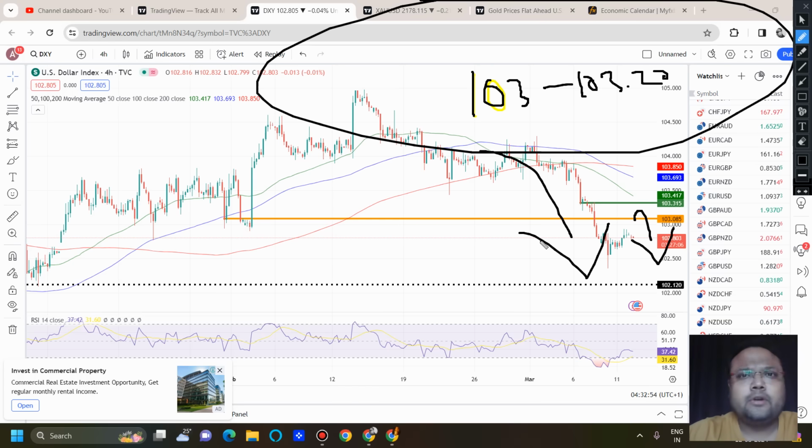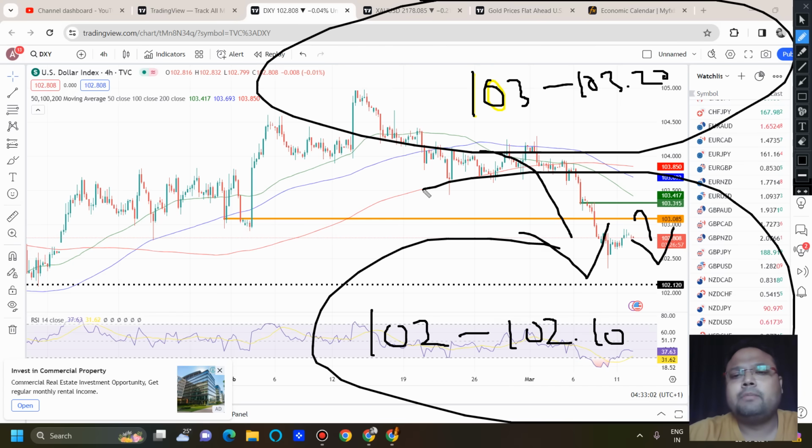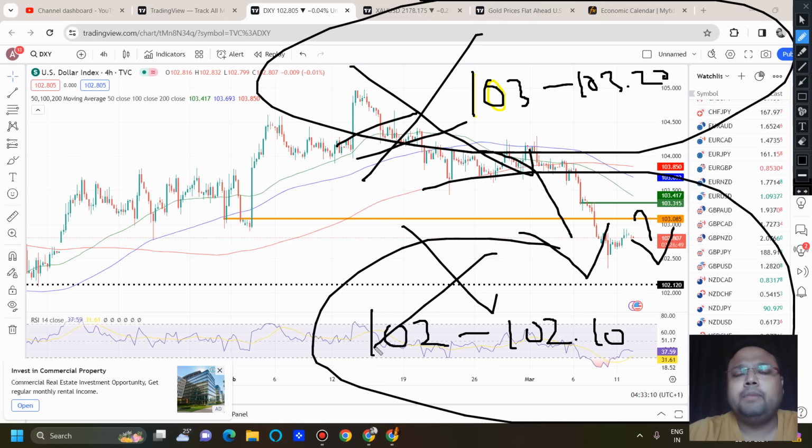And if DXY drops during the European session or Asian session, we can expect 102 to 102.10 to provide support to the market. But at the time of news or after the data, when the market will be volatile, these levels will not work. Keep in mind, when fundamentals dominate, technicals fail. So follow the trend of the market.